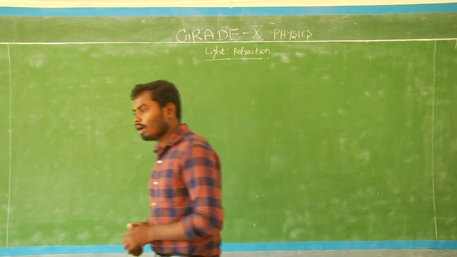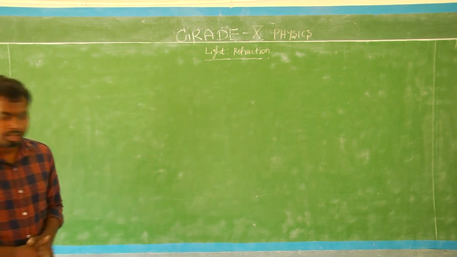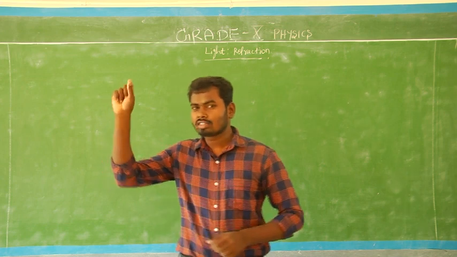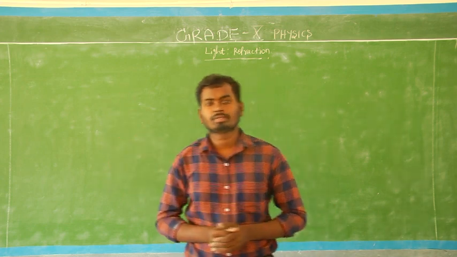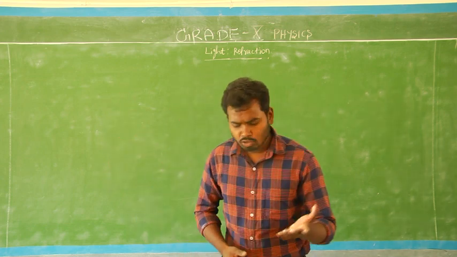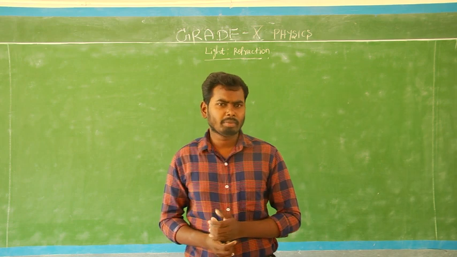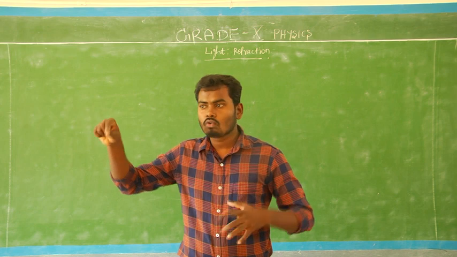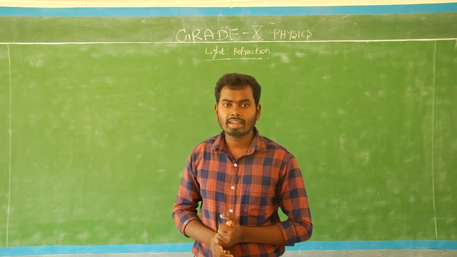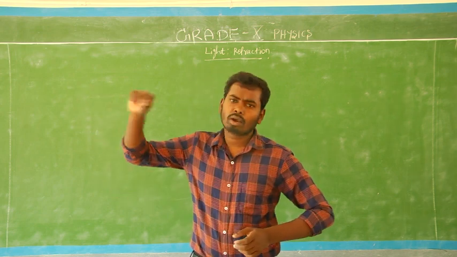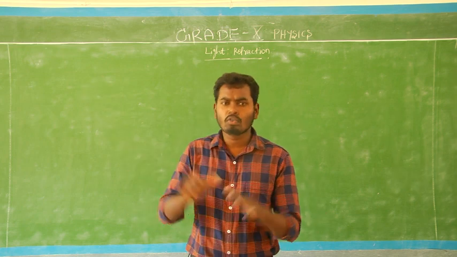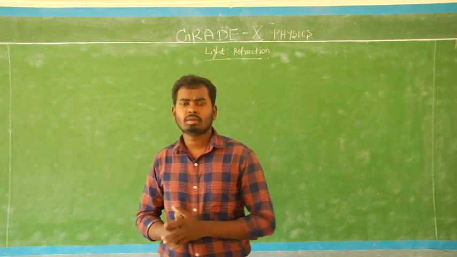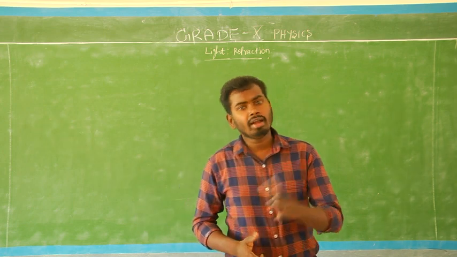Next one, refractive index. Sin i divided by sin r is equal to a constant, and that constant is known as the refractive index. So what is refractive index? Actually, the refractive index is a measurement of how slow or how fast light travels in one medium compared to another medium. This is called refractive index.